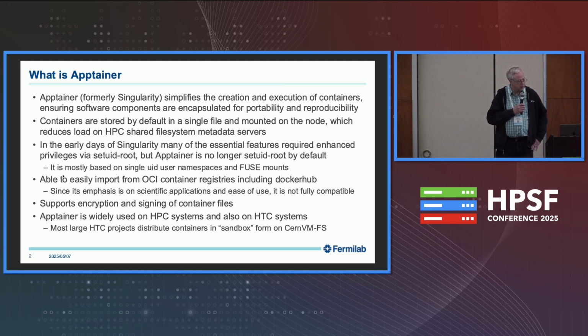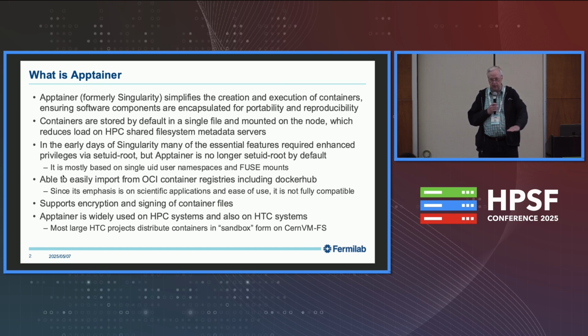By default, in Apptainer, containers are stored in a single file, and the contents of it get mounted on the node itself. I think that was one of the most important reasons why Apptainer's popularity grew very quickly on HPC systems, because of all these nodes that have no disk of their own, and they're all using a shared file system. With the huge numbers of files in the containers, it was really overloading the metadata servers. So this moves all the metadata operations to the nodes, and that's a very important part of it.